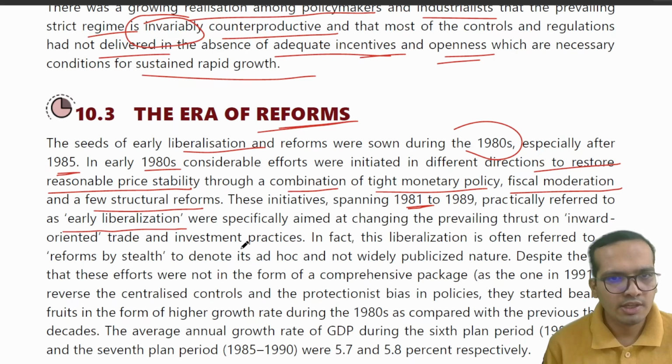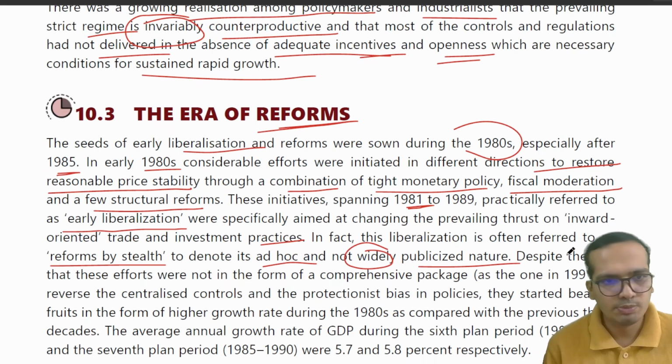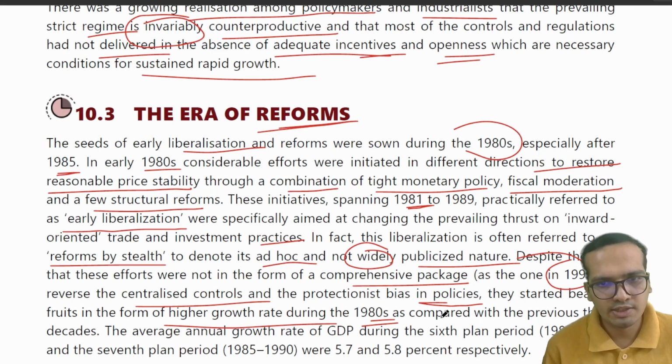inward oriented trade and investment practice. In fact, this liberalization is often referred to as reforms by stealth to denote its ad hoc and not widely publicized nature, despite the fact that the efforts were not in the form of a comprehensive package like the one in 1991 to reverse the centralized controls and protectionist bias in policies. They started bearing fruit in the form of a higher growth rate during the 1980s as compared to the previous 3 decades.